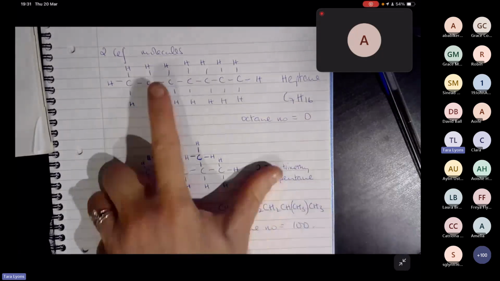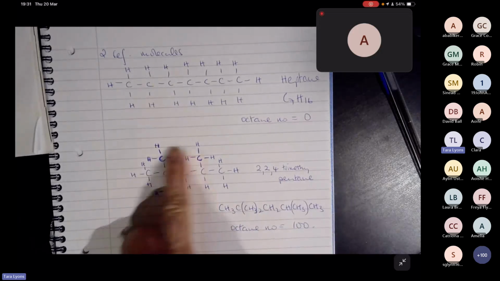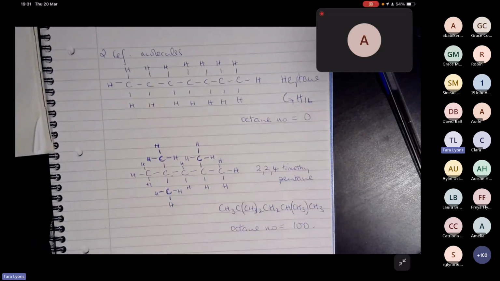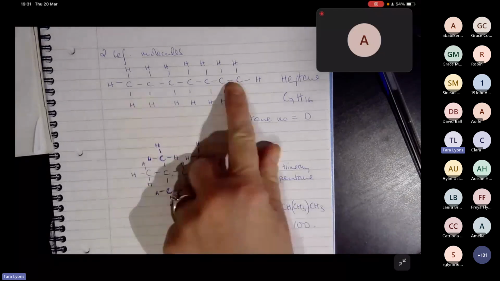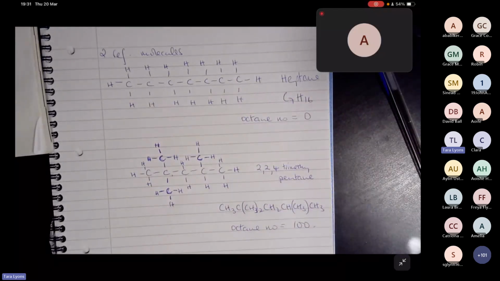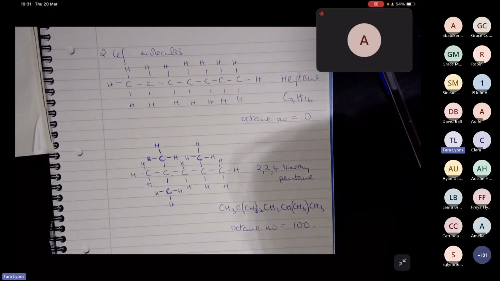So 2,2,4-trimethylpentane, short, loads of branches, high octane rating. Will not cause autoignition. Heptane, long, straight, no branches, definitely not good, so is going to cause autoignition.